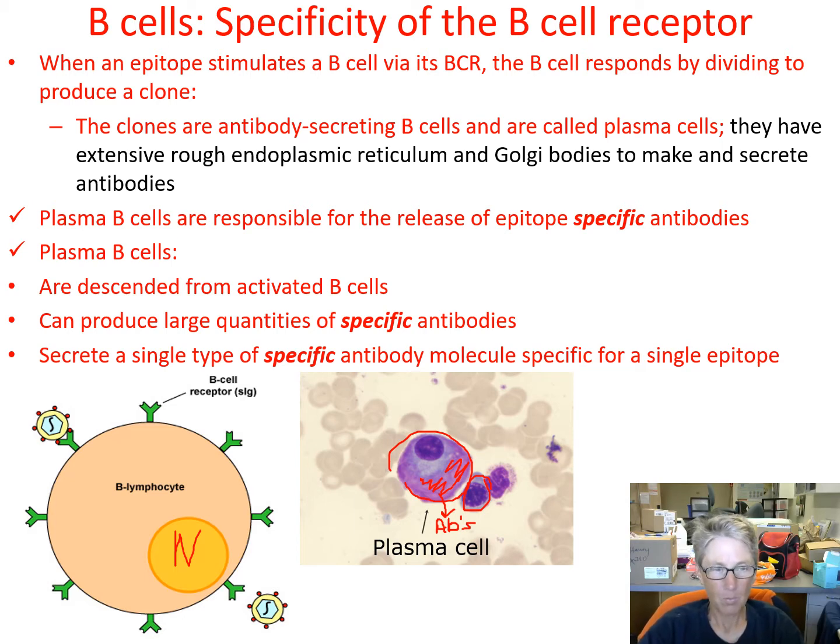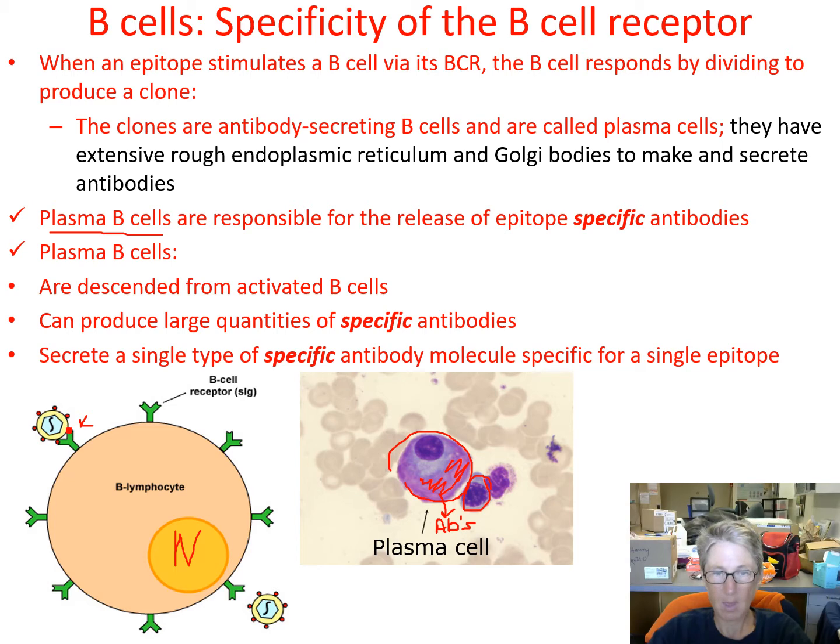So when an epitope, this red thing here on this virus, stimulates a B cell via its B cell receptor, which is happening right here, the B cell will respond to make a clone of itself. The clones then start secreting antibodies, and they're called plasma cells. The plasma B cells were B cells, but they differentiated into plasma cells when they started making antibodies. But you can call them plasma B cells too, just as long as you know the difference between a B cell and a plasma cell.